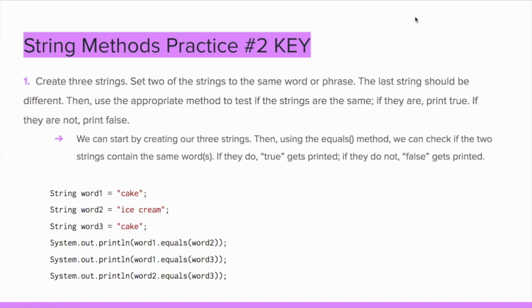Now that you've completed or attempted the problem, let's go over the answers. For the first problem, you should have started by creating the 3 strings. Then, using the equals method, you can check whether or not 2 of the strings contain the same word or phrase. By putting the method within print statements, you can make it so that if the strings are the same, true is printed, and if they differ, false is printed.